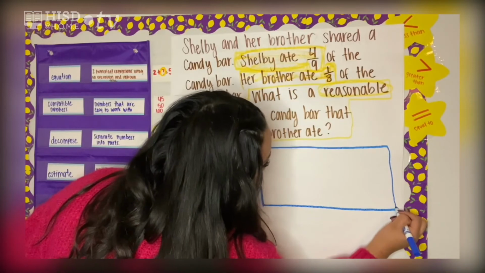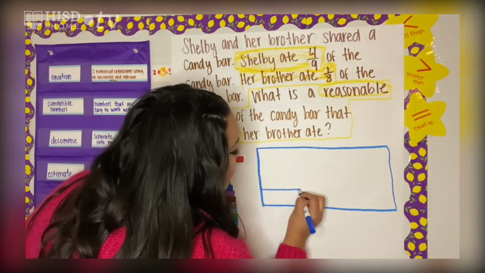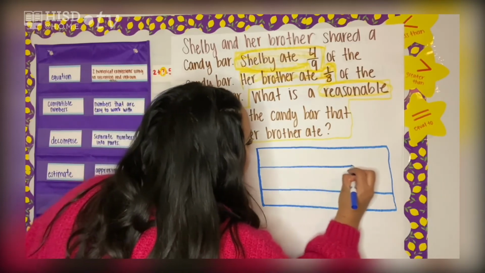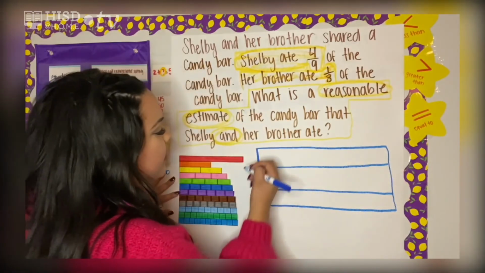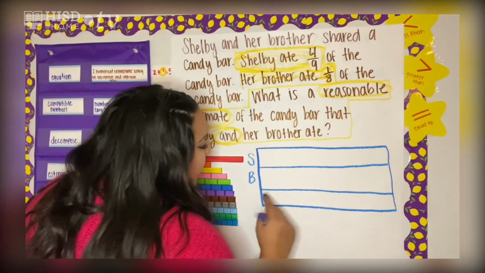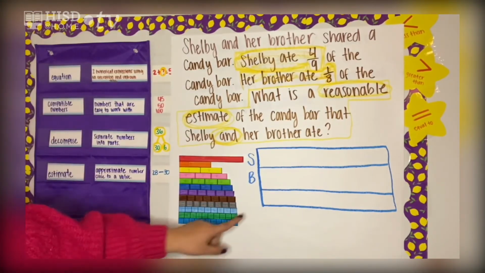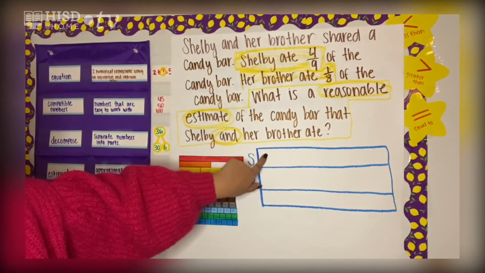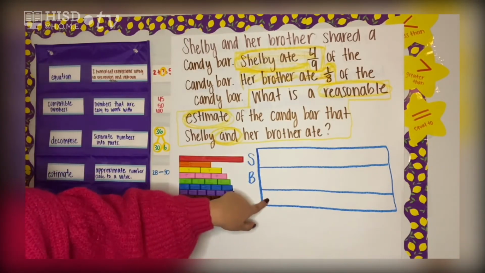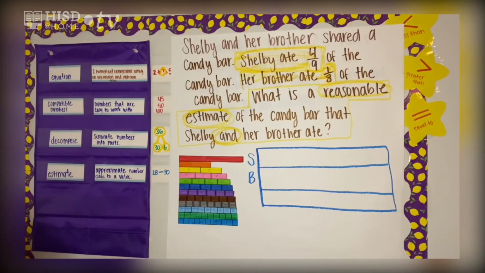Right here, let's divide this big bar or big rectangle into 3 parts. I'm going to label this one S for Shelby, B for brother, and then we're just gonna have our benchmark fractions down here. So up here, we're gonna have Shelby. Down here, we're gonna have brother. And right here, we're gonna have our benchmark fractions.